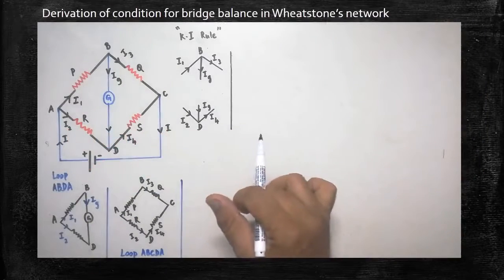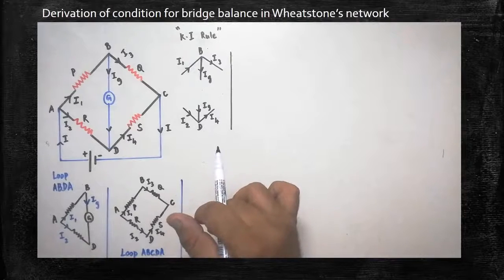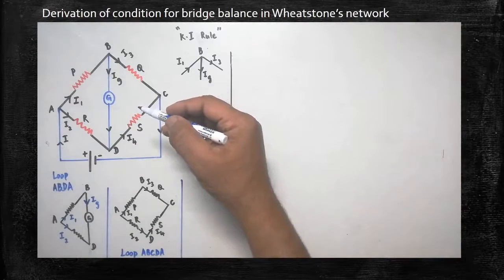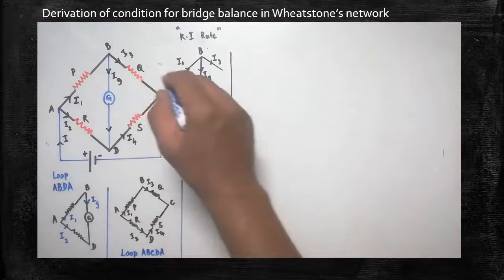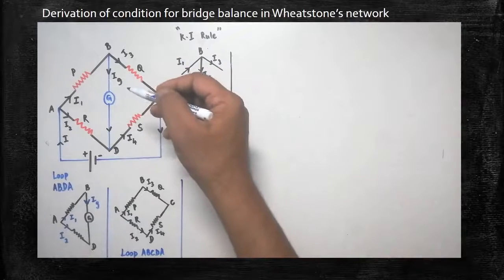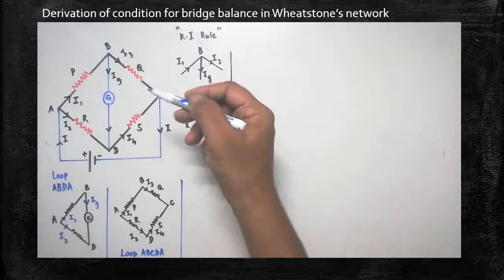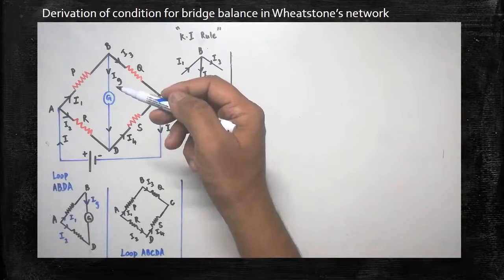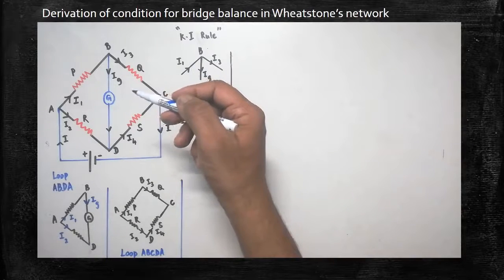In this presentation, we are going to learn about the Wheatstone network. Otherwise, it is also called the Wheatstone bridge. It's a very classical circuit. By using this circuit, we are able to calculate unknown resistances. Otherwise, we are able to calculate or compare the resistances in the circuit.